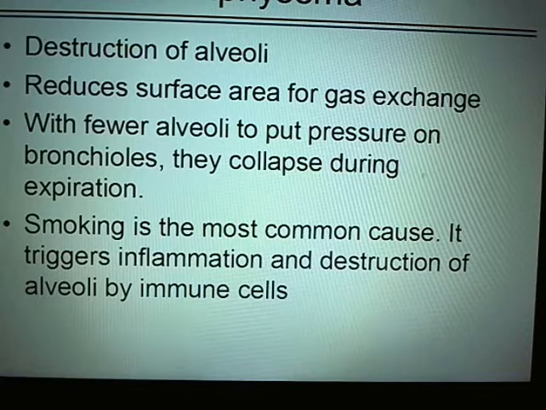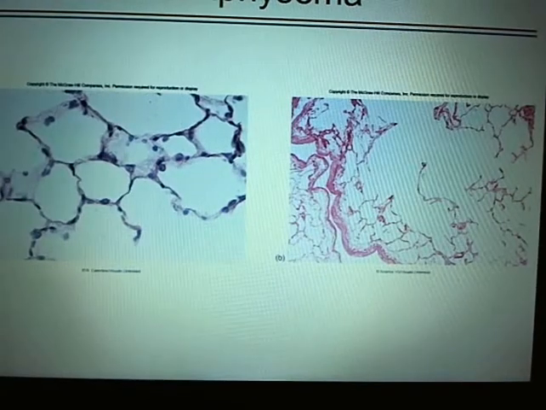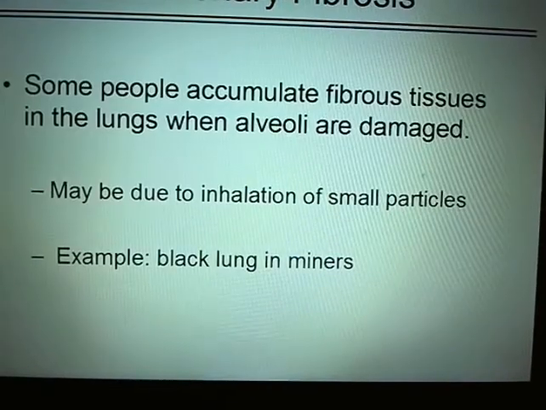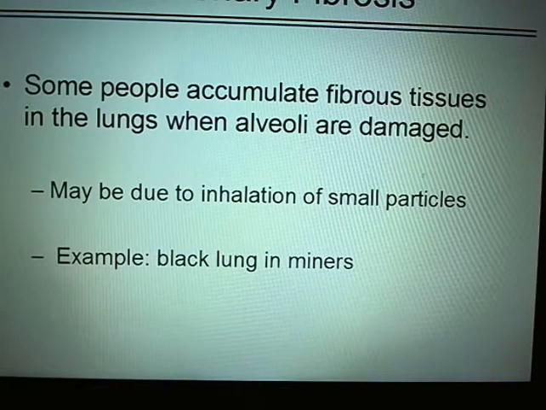Emphysema is a destruction of the alveoli. It reduces the surface area. Smoking, again, it triggers it. Pulmonary fibrosis, you lose the elasticity. Black lung in miners. Coal miners, not miners as in young people.